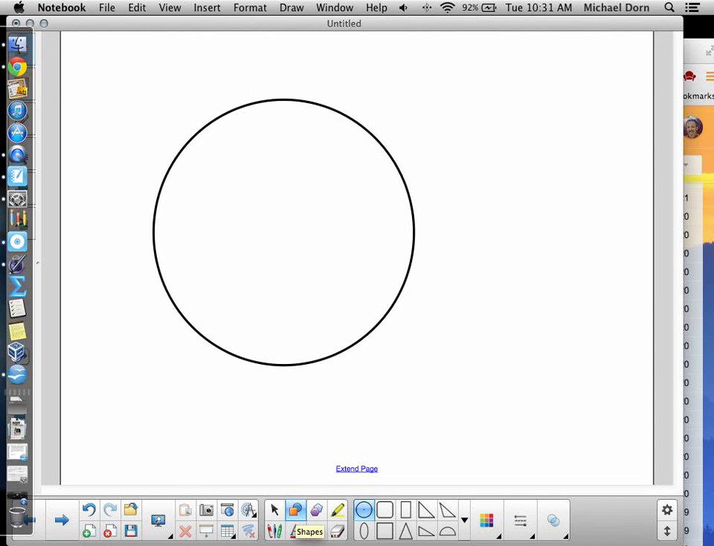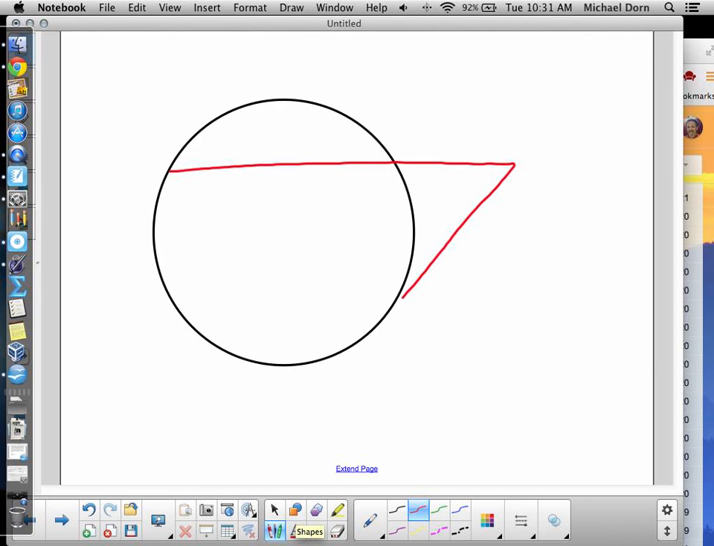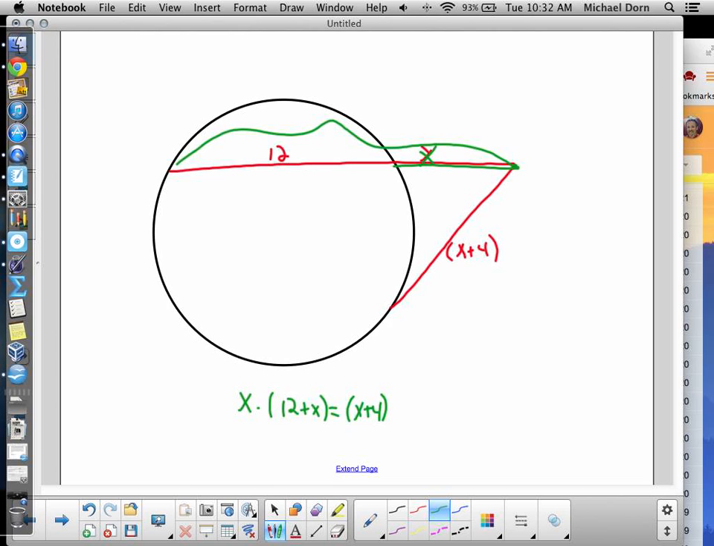Number 11? Okay, so we have 12x and x plus 4. All right, so we start with our setup. So that's x, point of intersection to point on the circle, x, times point of intersection to point on the circle. How long is that? 12 plus x equals, it's a tangent, so it's x plus 4 times x plus 4 again.